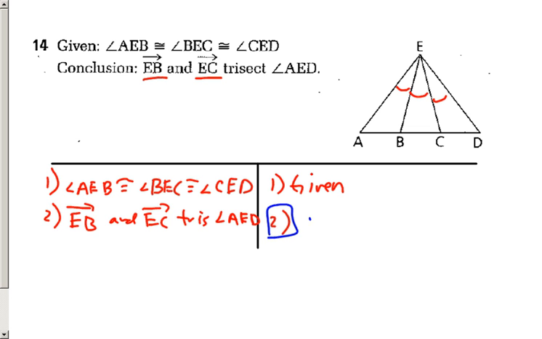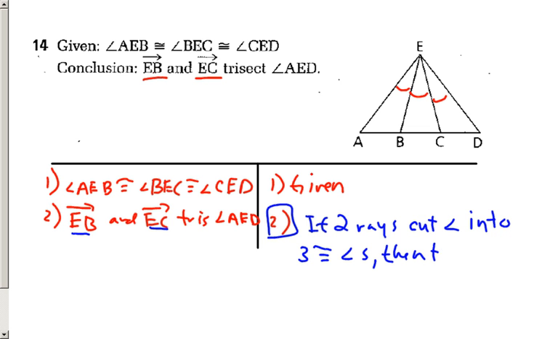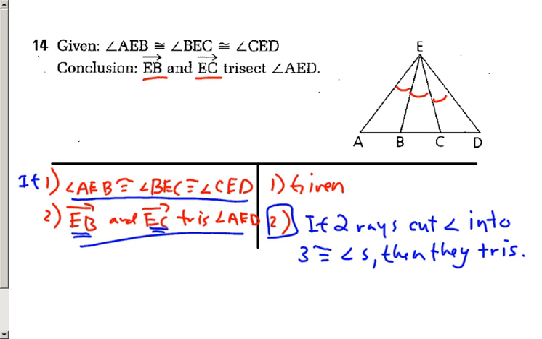The perfect reason is if two rays, which EB and EC are, cut an angle into three congruent angles, then they trisect the angle. So I'll just say, then they trisect. So basically what you got is that. You got two rays, EB and EC, cutting an angle into three congruent angles. So if three congruent angles are created by two rays, then those two rays are trisectors. So you see the if comes from here, and then the then comes from here.